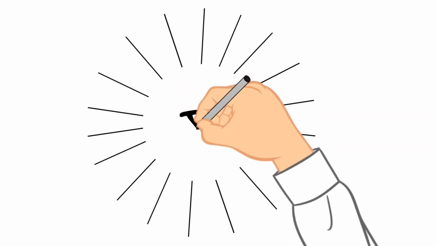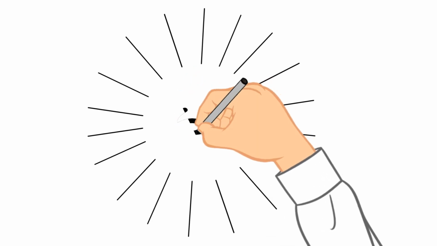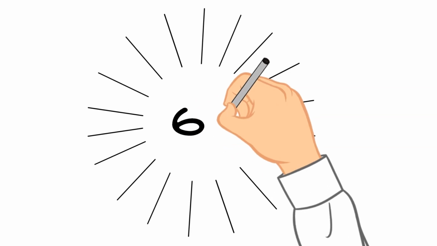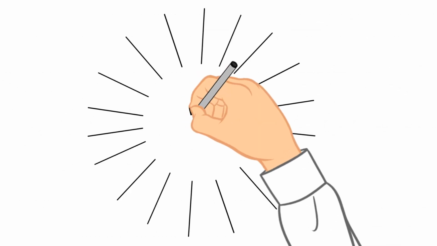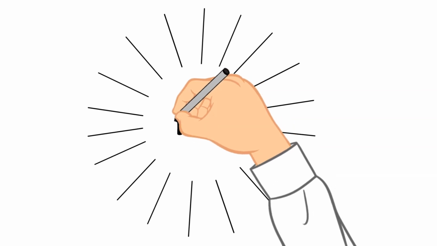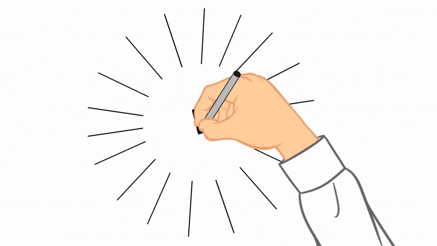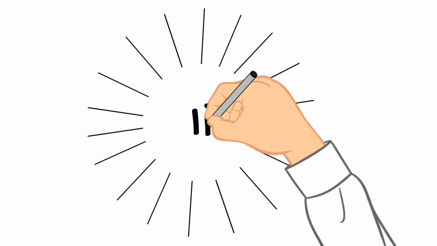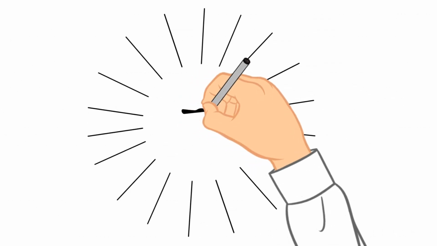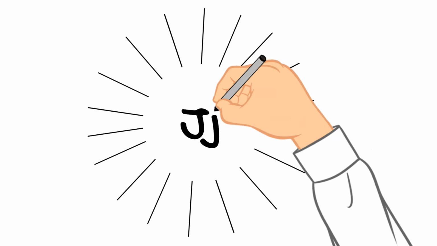F has the short sound of F. G has the long sound of G and the short sound of G. H has the short sound of H. I has the long sound of I and the short sound of I. J has the long sound of J and the short sound of J.